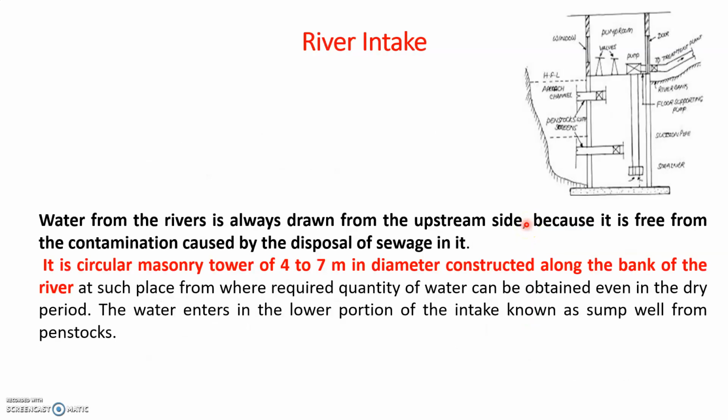So next, a river intake. A river intake is nothing but an intake which is constructed in the river itself. Okay, especially these are constructed on the upstream side of a river, not on the downstream side, and it should be free from any sewage outfall, because that sewage water should not enter your intake. Okay, it will cause many problems.